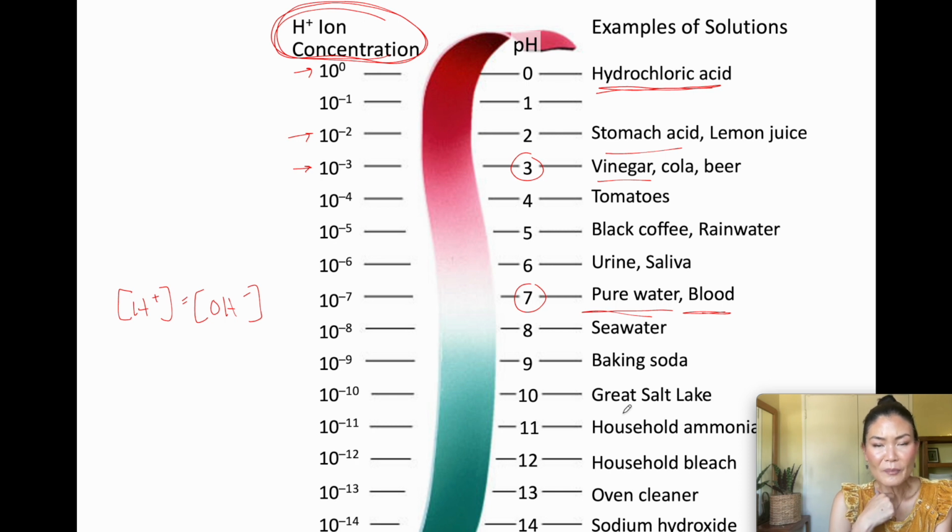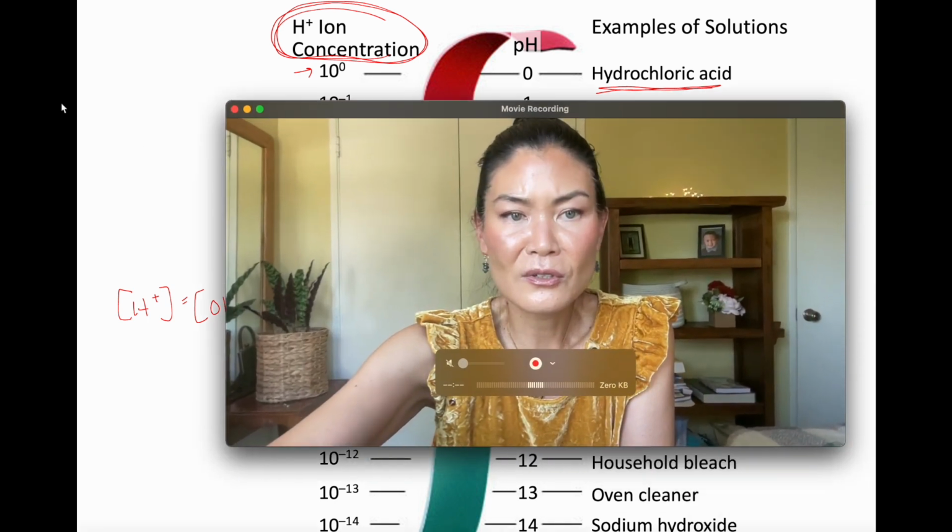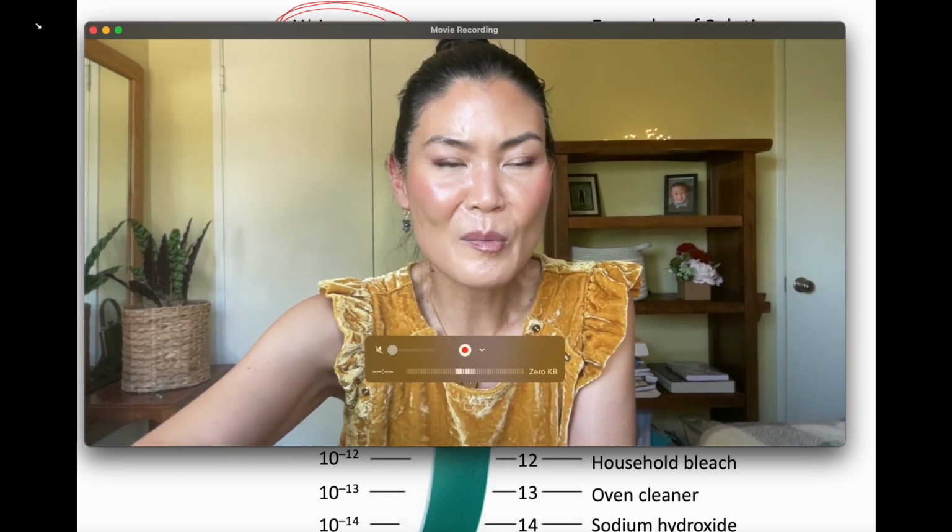So anyways, that is it for this presentation. I hope that it was helpful and that you learned something about the properties of water. Again, the properties of water go back to the fact that water is a polar molecule. And the reason why water is polar is because oxygen is electronegative, okay?